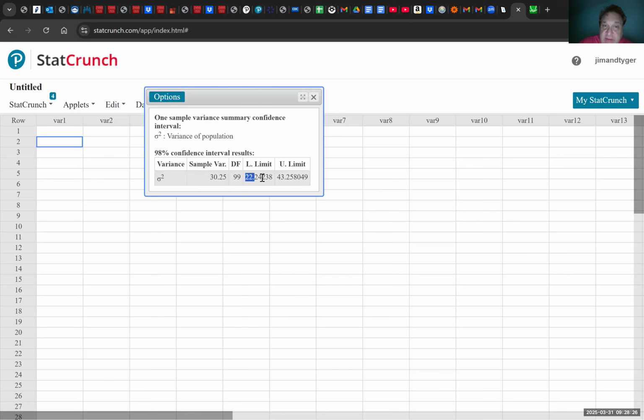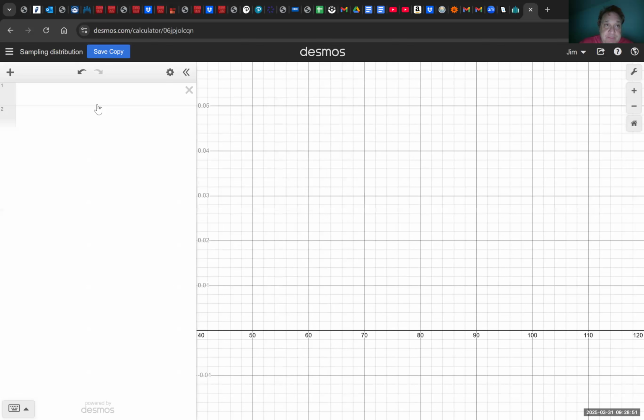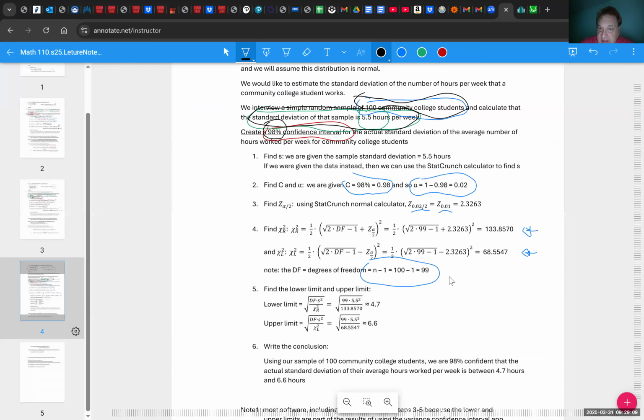So the lower limit of 22.24 is for sigma squared. So we know that sigma squared is 22.2438. So to find sigma, how do I find sigma if I know sigma squared? Well, I have to take the square root of that number. So I'm going to go to my Desmos and type the square root, and paste that number in there. Yeah, the square root of 22.24 is 4.7 something. And that, my friends, is that number right there. There's the 4.7.